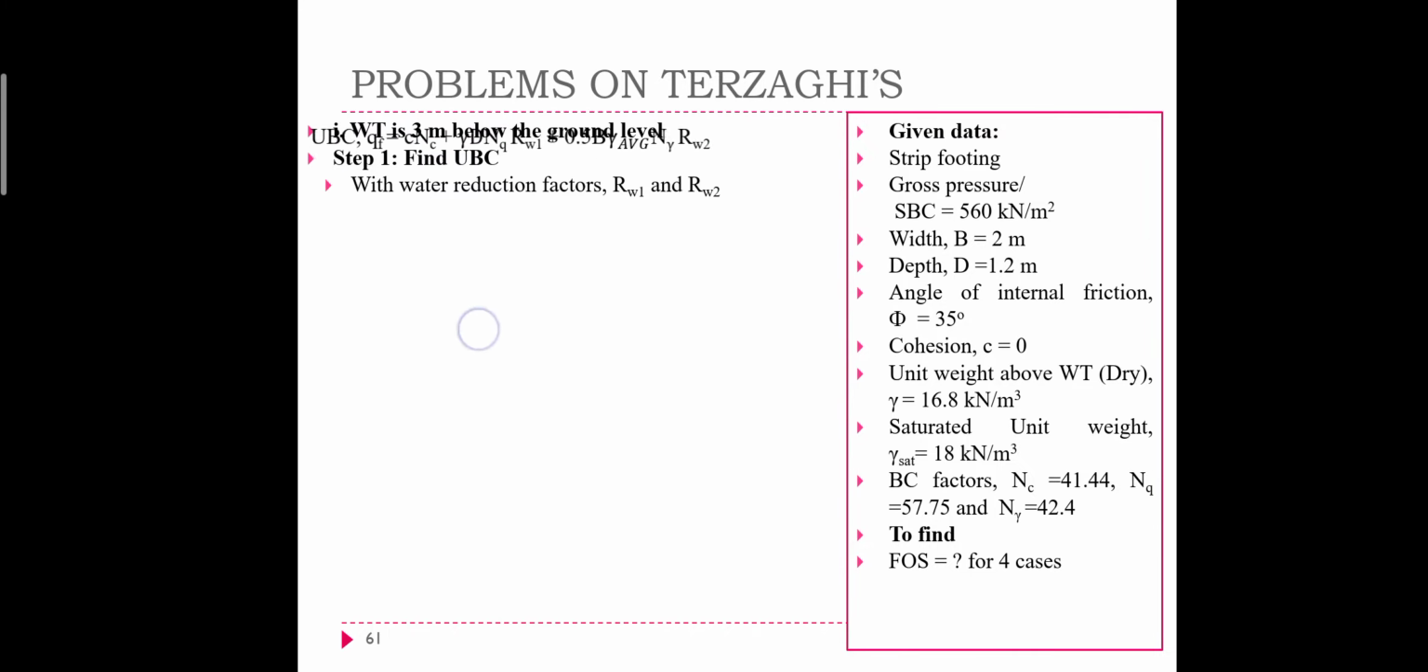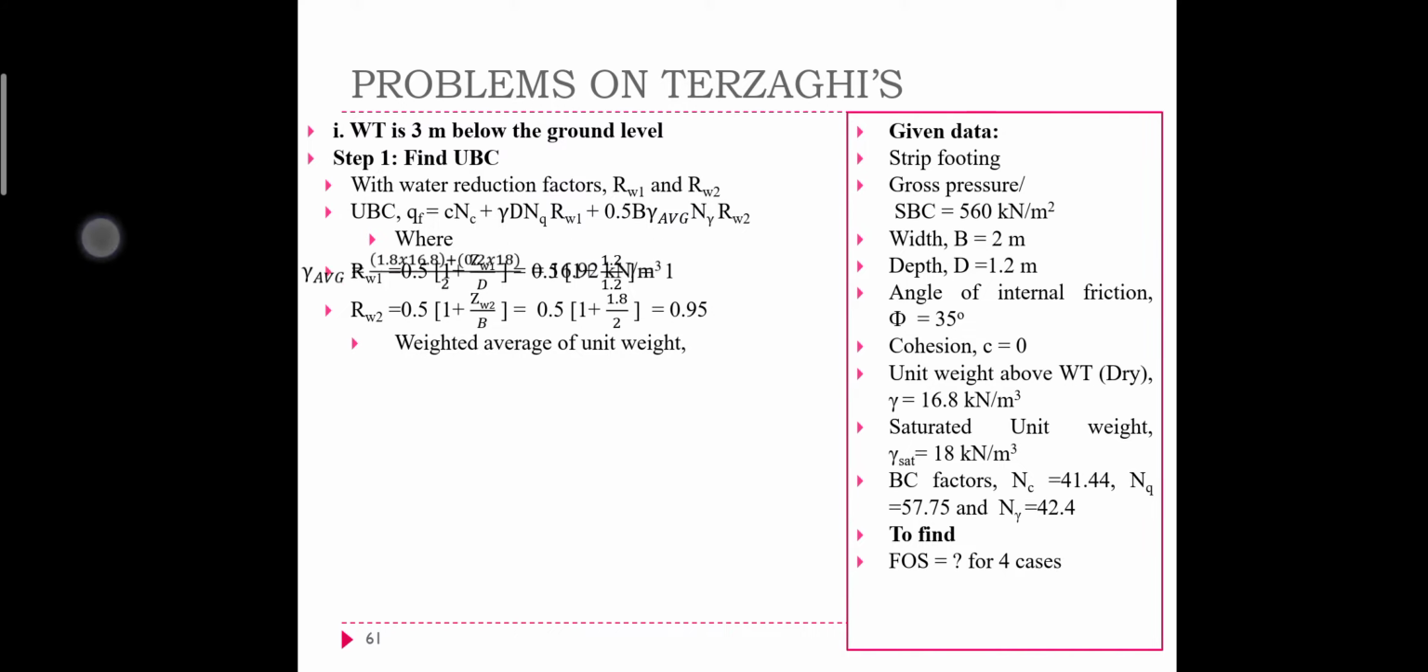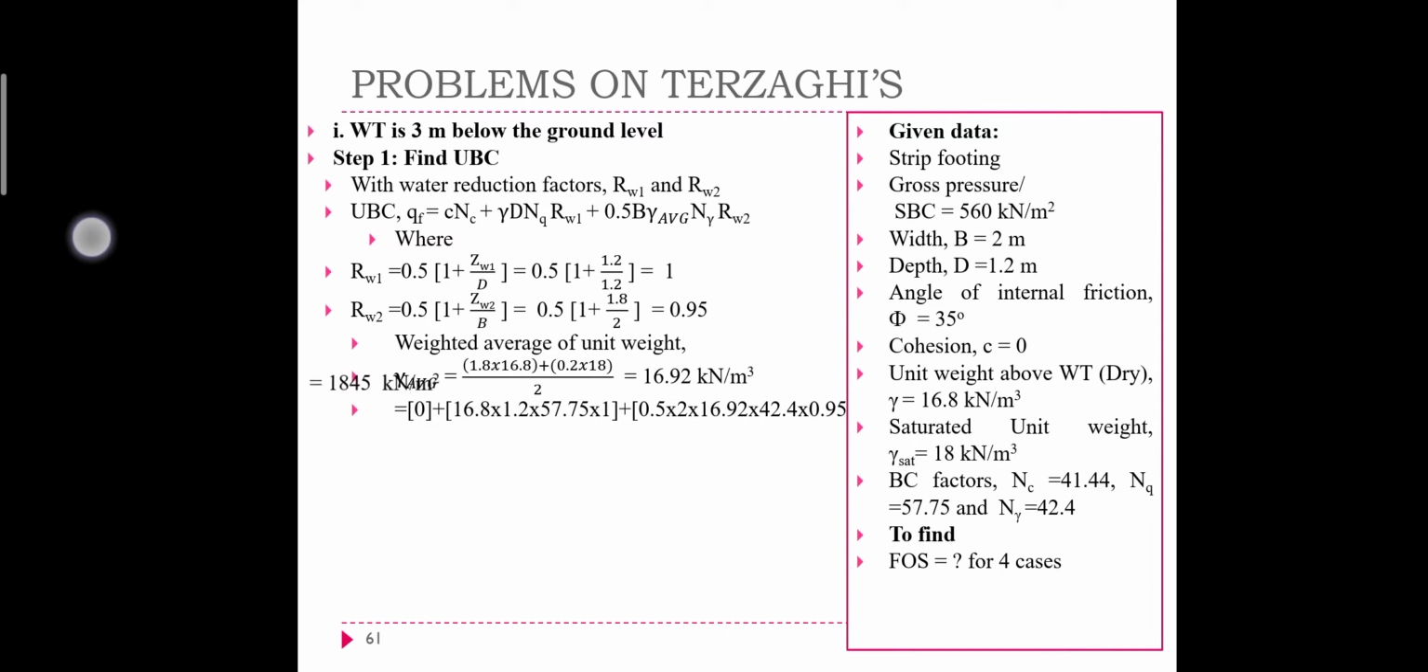UBC is the first 3 meter below the ground level. So you found out ZW1, ZW2 values, and in the picture I have explained how to find ZW1 and ZW2. Substitute the values: 0.5 into 1 plus ZW1 by D, ZW2 by B, so you get RW1, RW2. We have also found gamma average, the same thing I have explained in the picture. Now you substitute everything in the UBC.